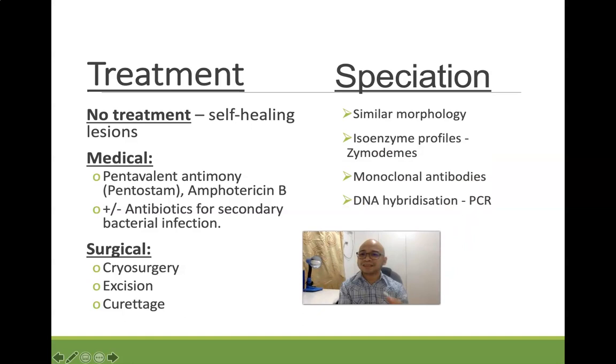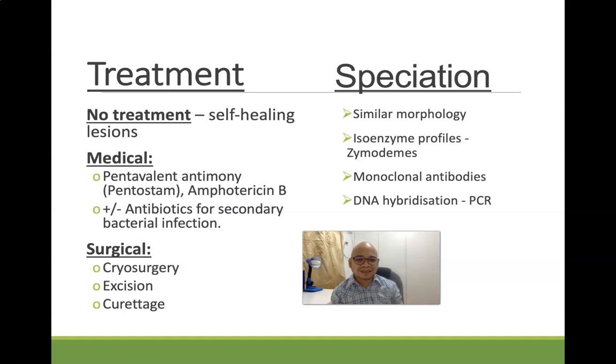For self-healing lesions, it's good. No treatment. You don't have to treat it. But for medical treatment, you may want to have a combination of antimony. The pentavalent antimony goes by the name of Pentostam, and amphotericin B. And whenever there is a bacterial infection, then antibiotics may also be given. And for those lesions, for those ulcerations, cryosurgery, excision, and curettage may be done.